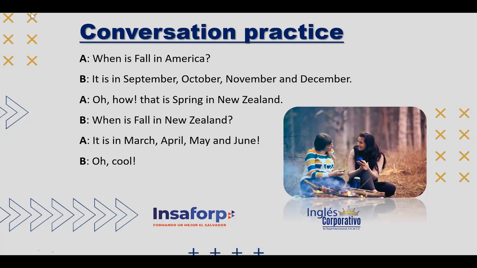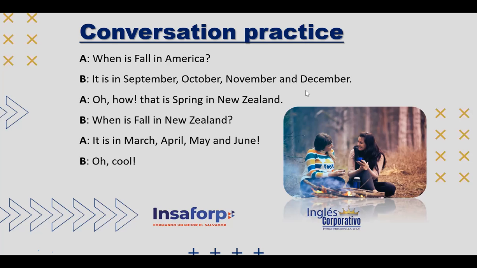Okay, when is fall in America? It is in September, October, November, and December. Oh, how? That is spring in New Zealand. When is fall in New Zealand? It is in March, April, May, and June. Oh, cool. Okay, thank you very much. It's New Zealand.